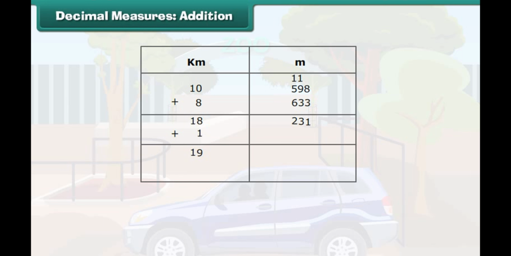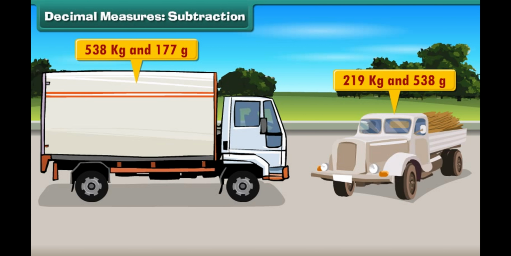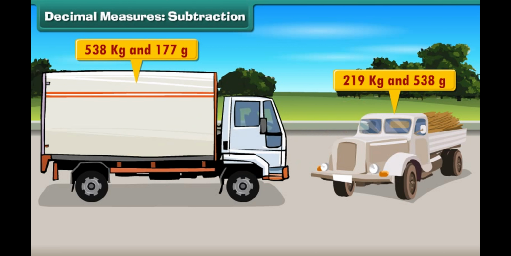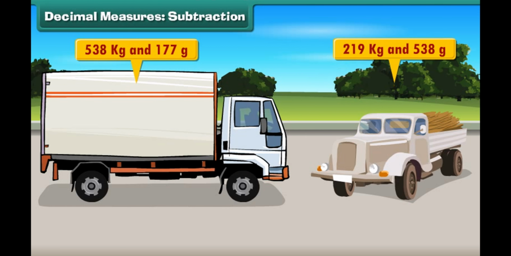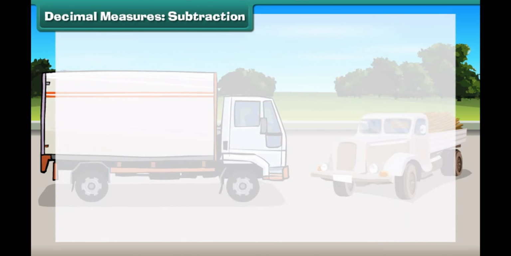Similarly, we can add the quantities given in different units. Let us look at another example. One truck has a load of 538 kilograms and 177 grams of grain, and another has a load of 219 kilograms and 538 grams of grain. How much extra load is there in the first truck? We can find the extra load in the first truck by subtracting the second quantity from the first, following the same way as used in case of addition.